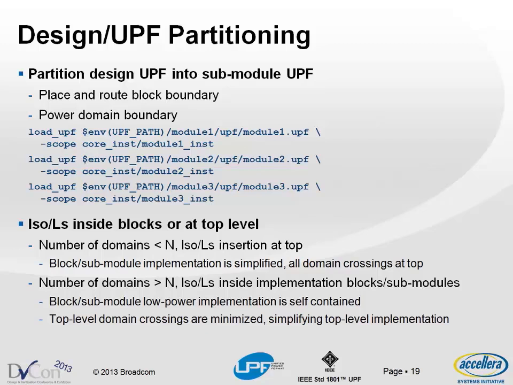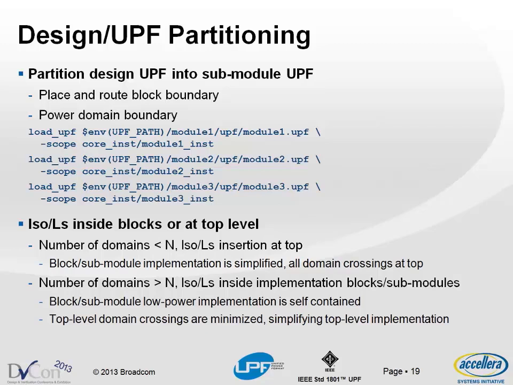On the other hand, you could go more granular. So pretty much for every power domain boundary, you could create a UPF. And you could go more granular than that, but you're adding more files, and it just becomes a problem to maintain. So just creating a UPF for a place and route block boundary or a primary power domain boundary is good enough.